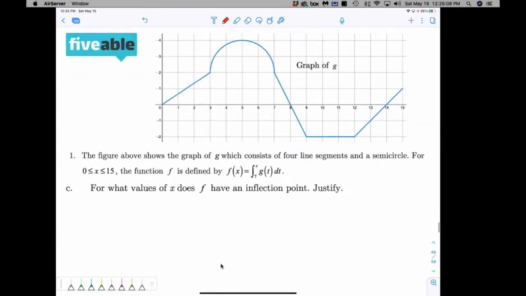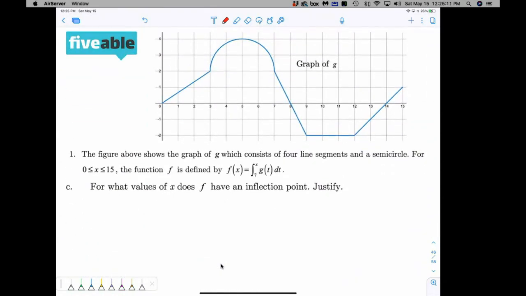Let's move on to part C in this problem. In part C, we're asking where f has an inflection point. So what you need to remember about an inflection point: the definition of an inflection point is a point where the second derivative changes sign. So in this case, this is a point where f double prime of x changes sign. But we're given a graph of g, which is the graph of f prime. So we want to know, where does the second derivative change signs?